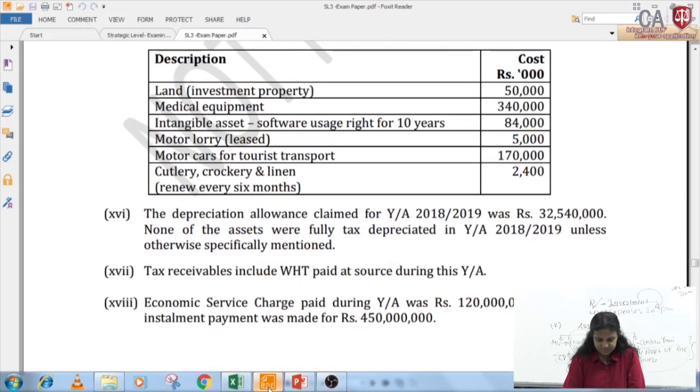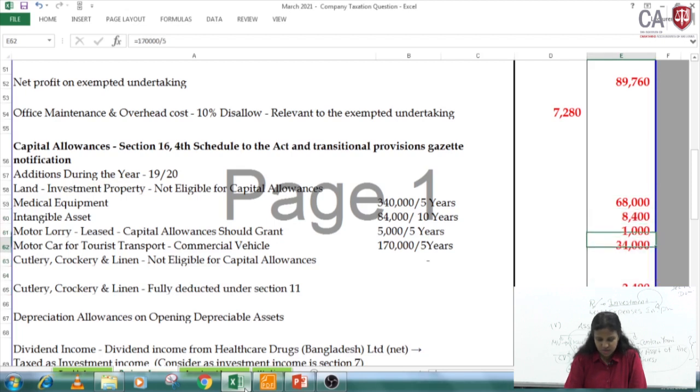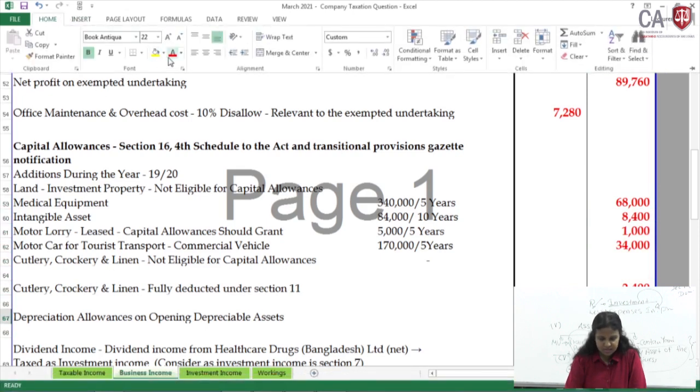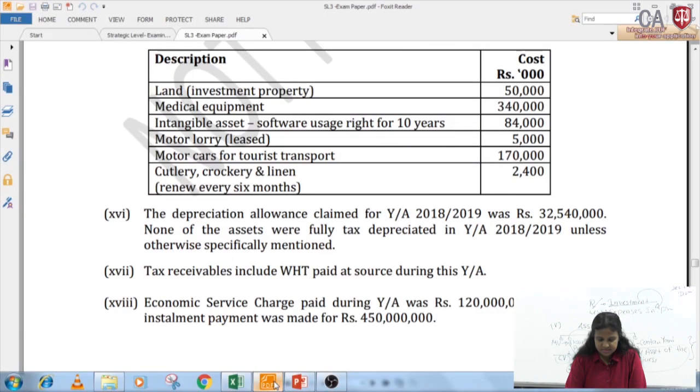Next one is the depreciation allowance claim for the year of assessment 18-19, which was 32.54. None of the assets were fully tax depreciated in year of assessment 18-19 unless otherwise specifically mentioned. Therefore, this is a capital allowance plus depreciation allowance on assets acquired up to 18-19. The same amount is continued, so you can apply this depreciation allowance on the opening depreciable asset, 32,540. See, it's really easy, this kind of thing.